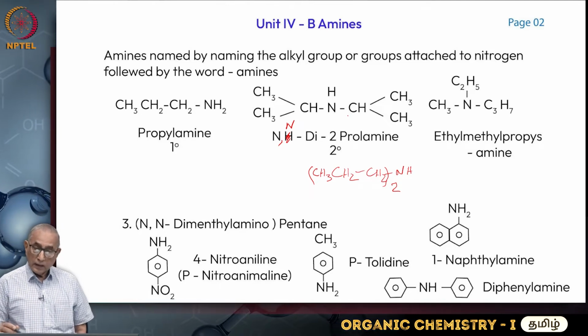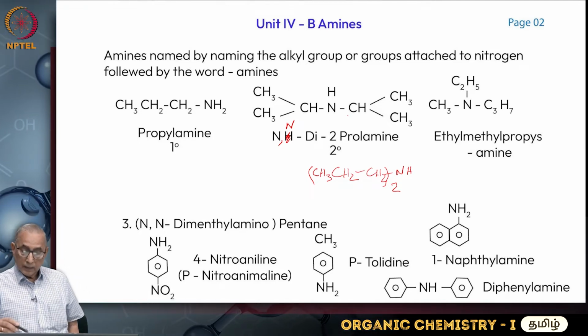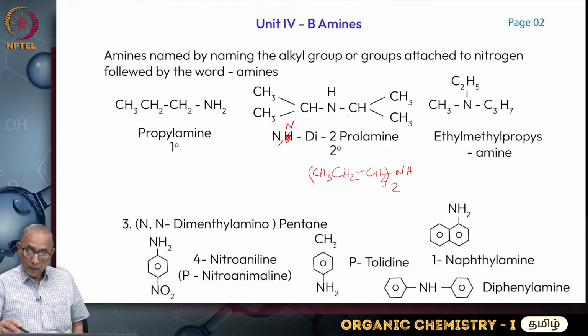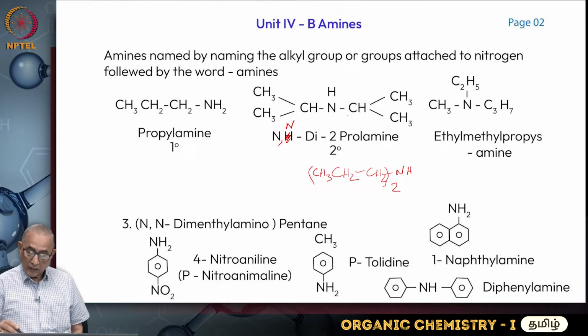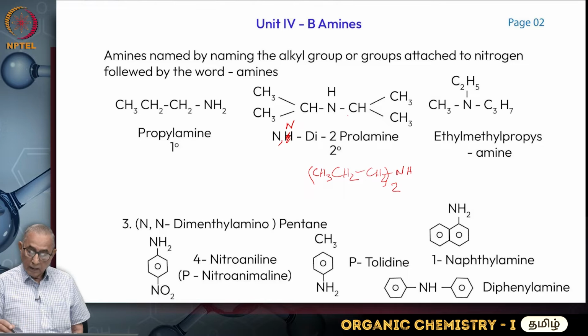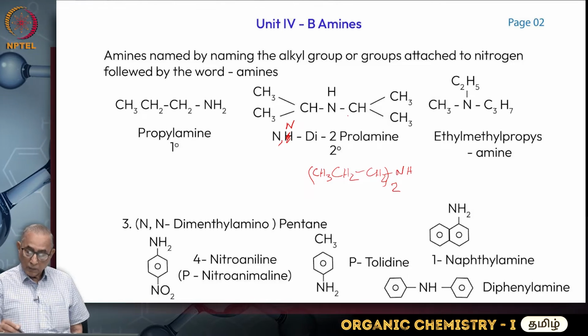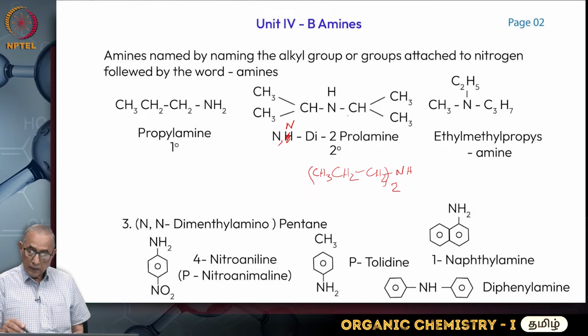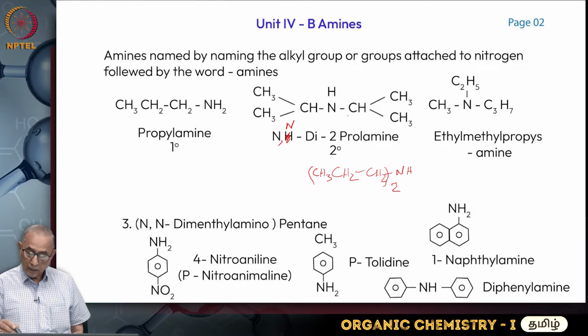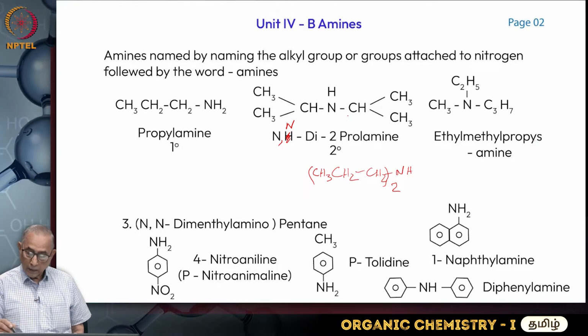Here there are three alkyl groups on the nitrogen, ethyl group, methyl group and propyl group. This is called ethyl, methyl, propyl. These groups have to be written in alphabetical order. Ethyl, E is the first, methyl second, propyl third: ethyl methyl propyl amine.